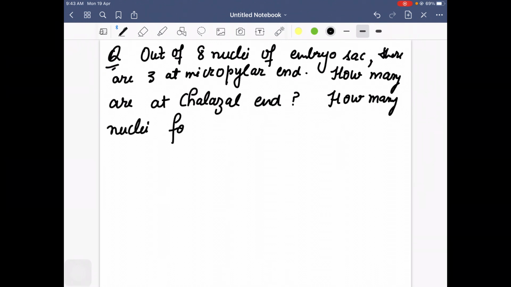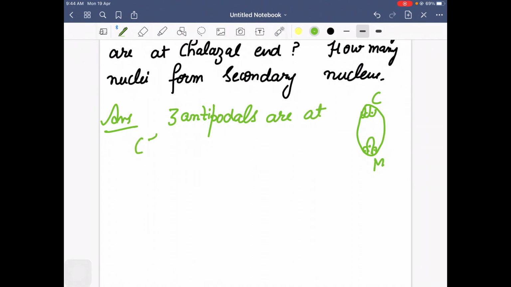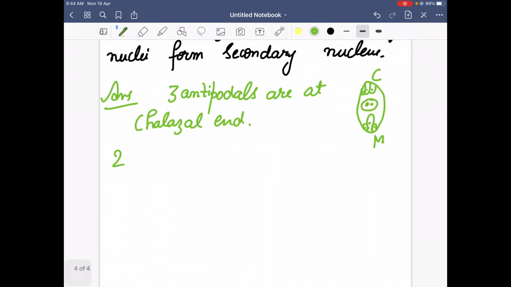Now the question asked is, how many are at chalazal end, and how many nuclei form secondary nucleus? Very, very important, right? We know that there are 3 at the micropylar end. So if this is our embryo sac, this is chalazal end, this is micropylar end, so this is synergid, right? And there is egg. So he is asking how many are at chalazal end. We know that 3 antipodals are at chalazal end. Very good.